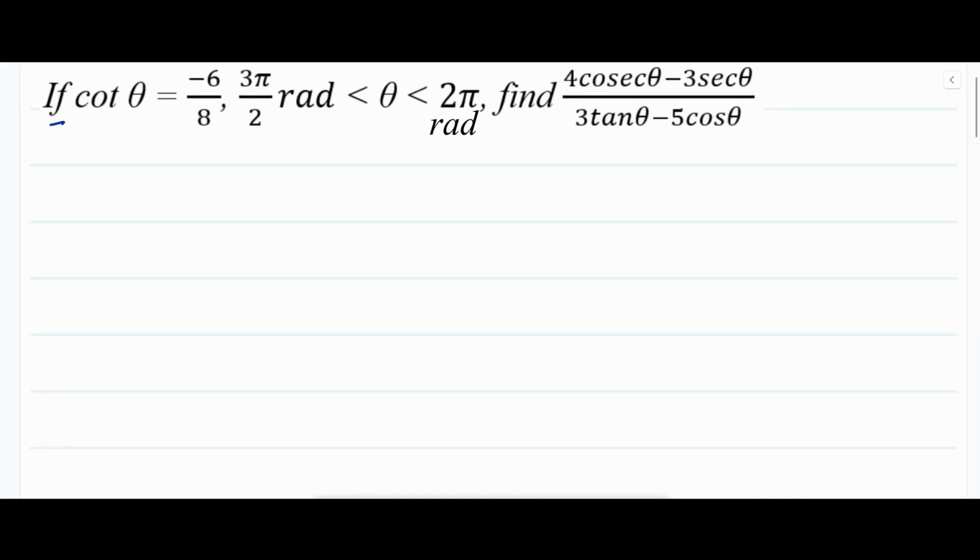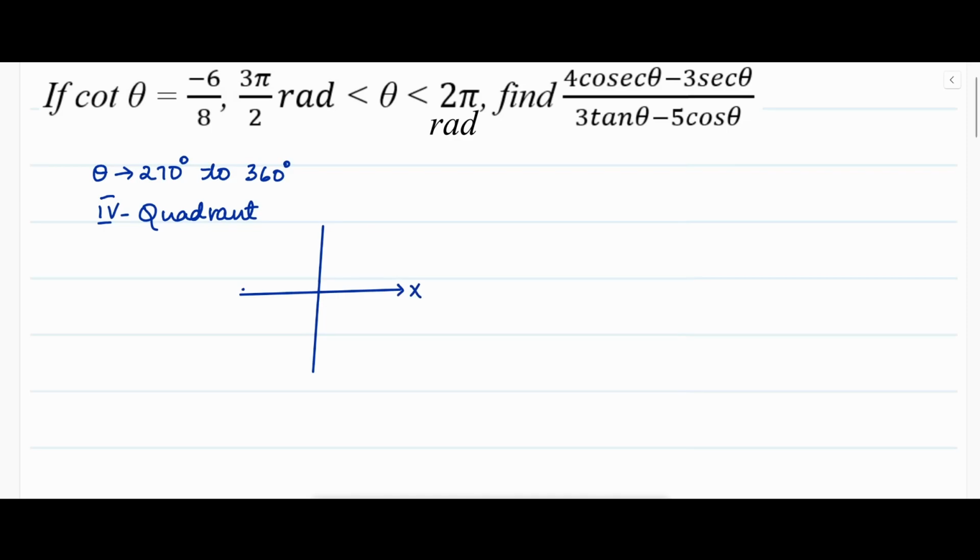The question is, if cot theta is minus 6 by 8 and if theta is between 3 pi by 2 radians and 2 pi radians, we need to find the value of this fraction. Theta is from 270 degrees to 360 degrees, which means that theta is in the fourth quadrant. So first let me draw the Cartesian coordinate system.